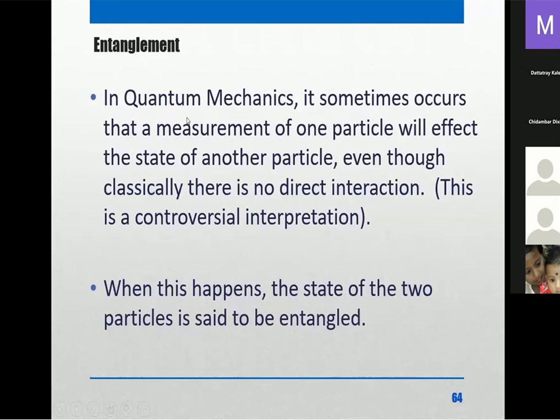So in quantum mechanics, it sometimes occurs that the measurement of one particular particle affects the state of another particle. Even though there is no direct interaction, as in the classical case, this controversial interpretation, when it happens, is said to be an entanglement of the state of two particles.